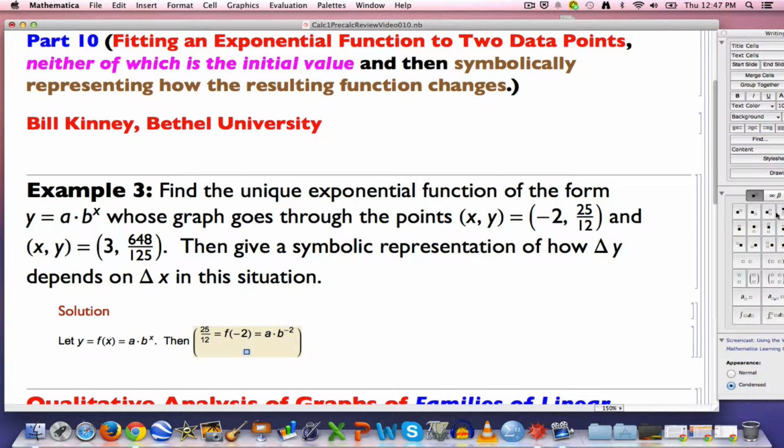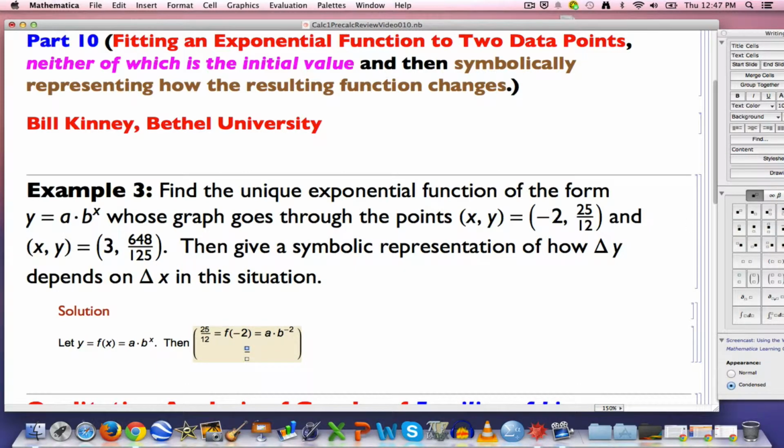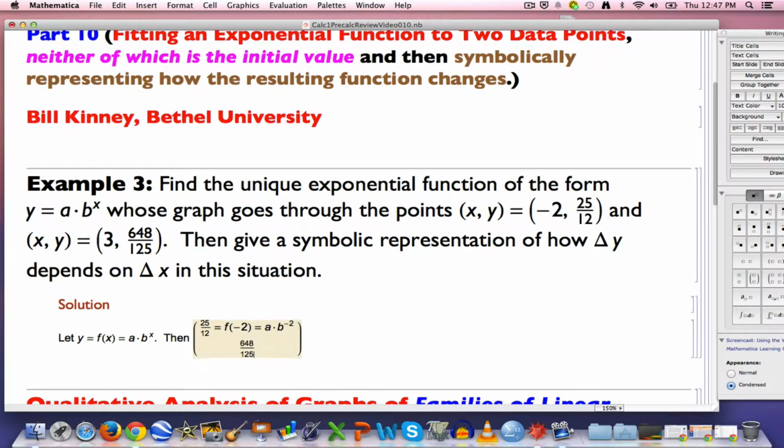What about the second equation? 648/125 is the output of the function when x is 3. So 648/125 will equal a times b to the third power. Replace x with 3. Alright, we need to solve the system of equations in these unknowns a and b. There's a couple different ways you can do it. One thing I like to do is divide one equation by the other. Take this equation and divide it by this one, say.